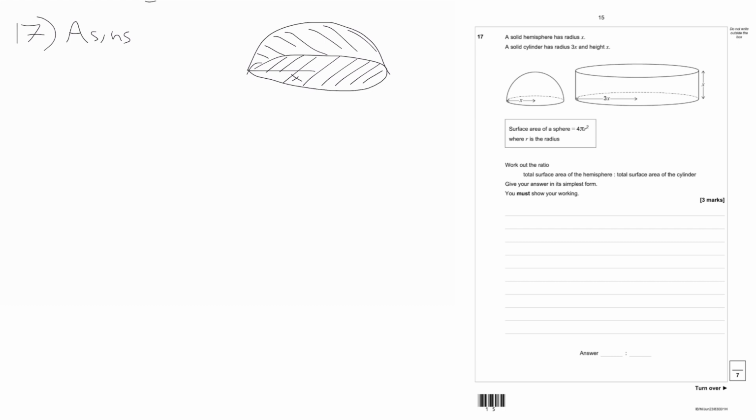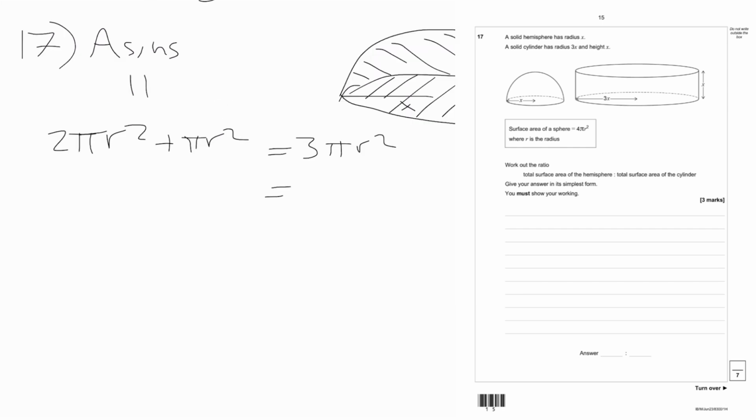So this is equal to 2 pi r squared plus, and it's going to be this circle where it's been cut in half, which is just pi r squared. And this is equal to 3 pi r squared, and we're just going to change the notation because it's actually x, so it's 3 pi x squared.